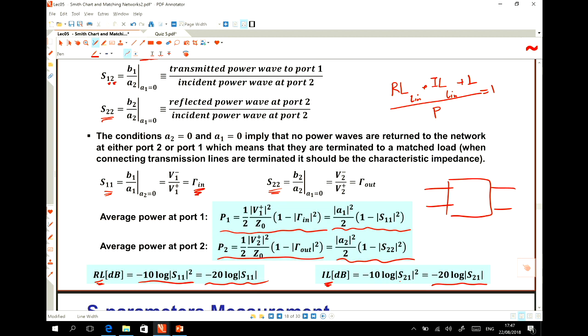Or is it related to the PSWR? No, your question, no. SWR is something else. SWR is based on the reflection coefficient. S11 and S21 are power. Power reflection is S11 squared. Yes, true.